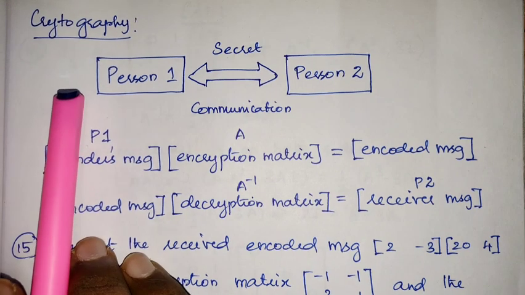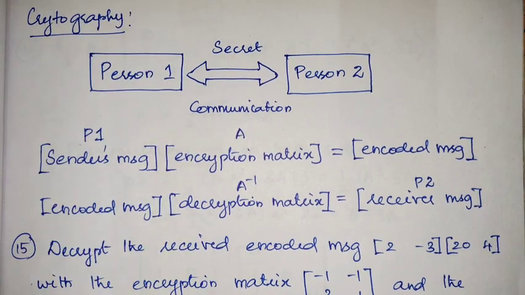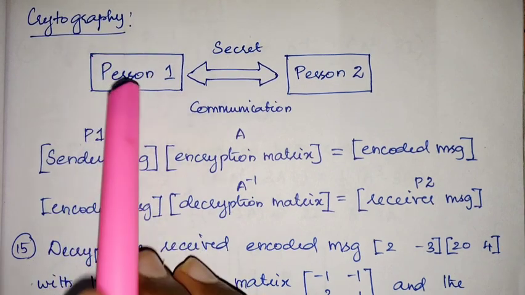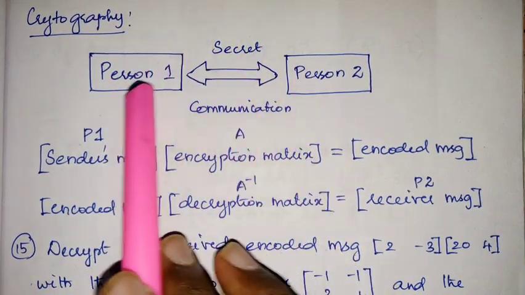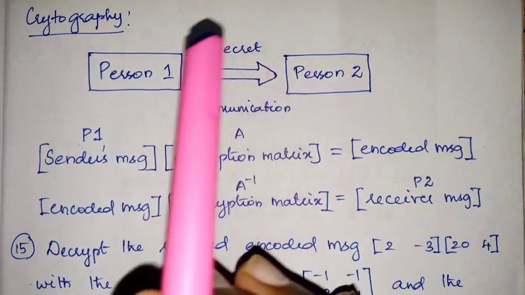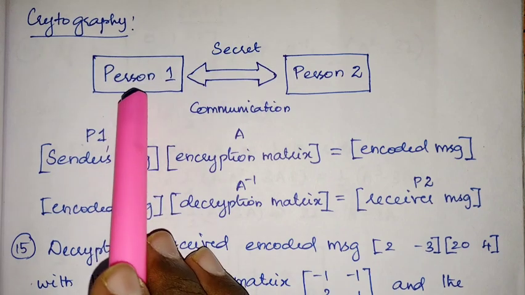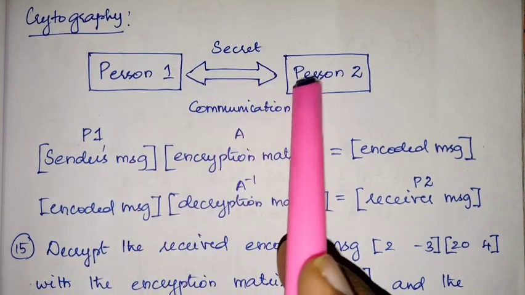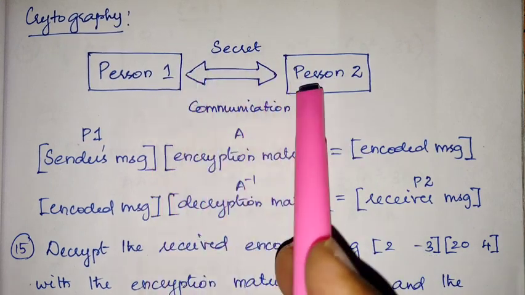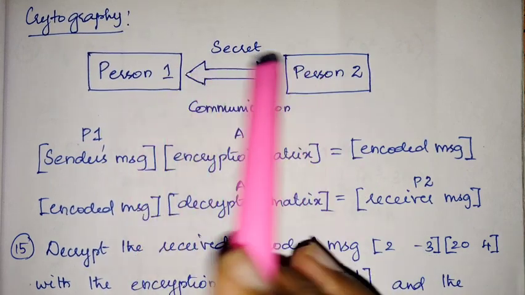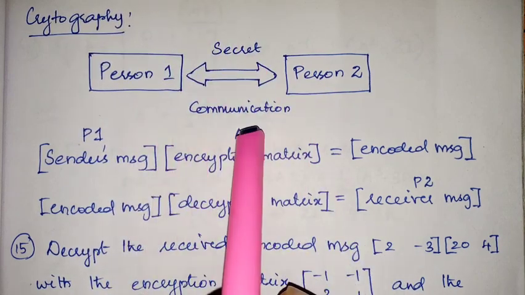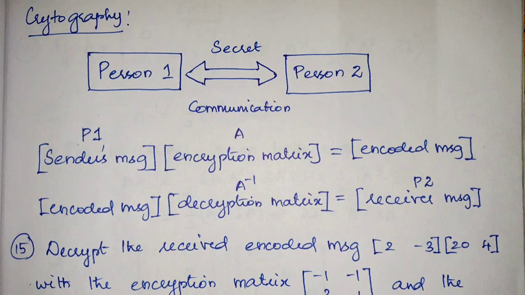Now, an interesting application of matrix is cryptography. I'll explain cryptography with an example. Person 1 and person 2, two persons, are exchanging information between them in a secret manner. From person 1, a message is sent to person 2, or from person 2, a message is sent to person 1. Whatever it might be, the two persons' messages will be a secret communication. No other people can reveal the message.